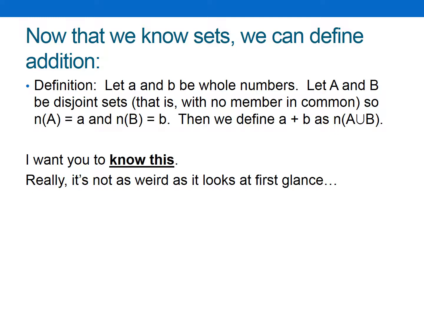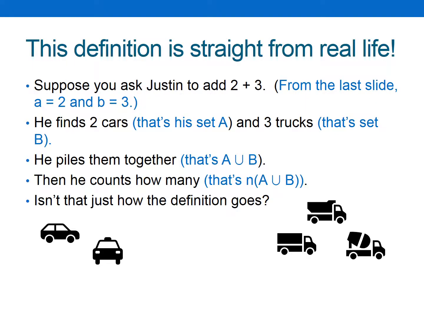So let's see why it's not all strange. Well, really, it's because it's exactly what kids do, just in math language. So suppose I asked a little boy, Justin, to add 2 and 3. So that'd be a plus b would be 2 plus 3. My little a is 2, and my little b is 3. So what's he going to do?